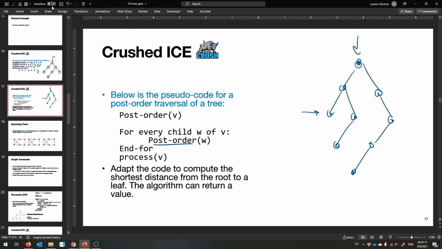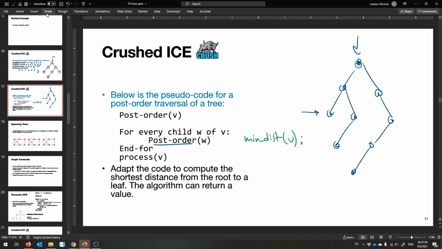So here's my thoughts. You're essentially going to change how process works. You're going to save the result of the recursive call. So let's call it something else. What should we call this? Min dist or something. Closest leaf or something. Who knows? And you give it an initial vertex. You give it a v.